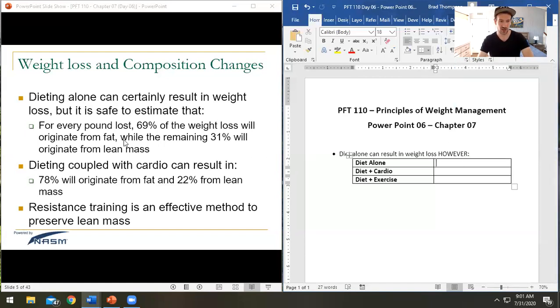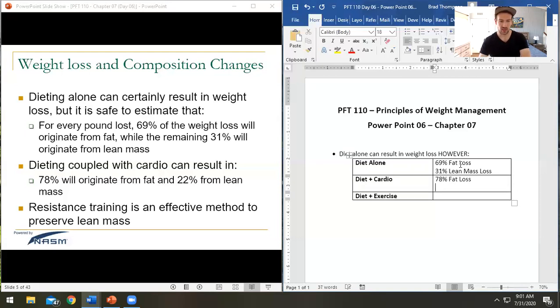All right, so with diet alone, we're going to see 69% fat loss with 31% lean mass loss. And then we'll see 78% fat loss and 22% lean mass loss. And then over here, we'll see 97 and 3.